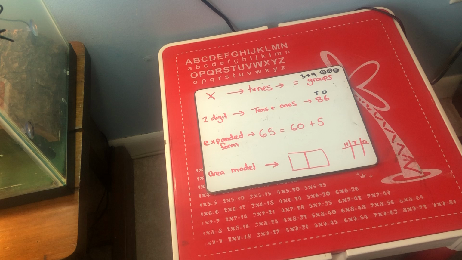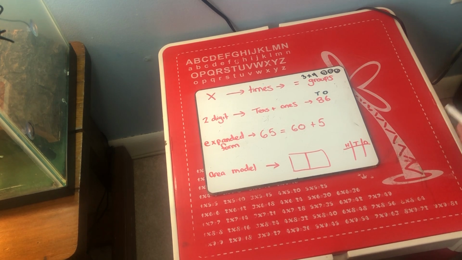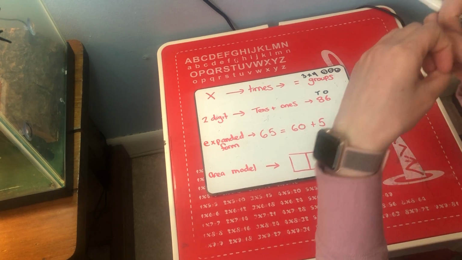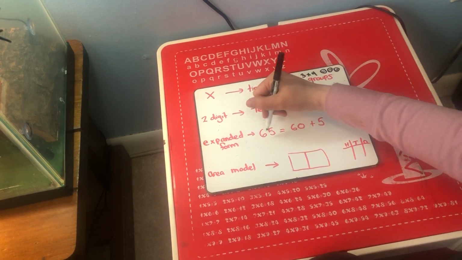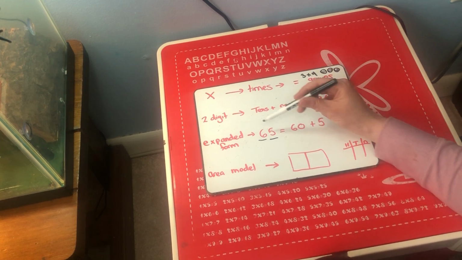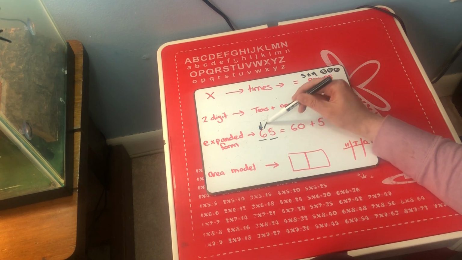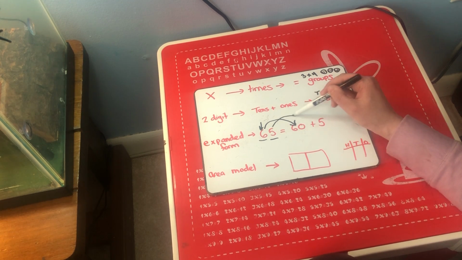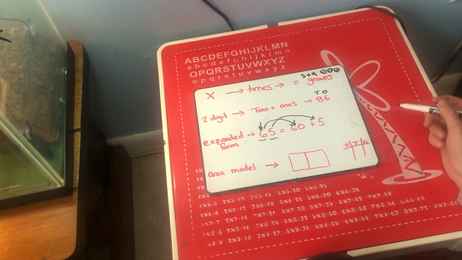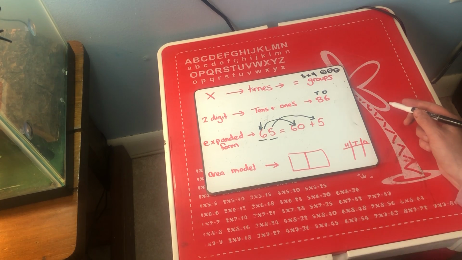And the way that we do that is we put our 2-digit number into expanded form. Remember, expand means to stretch out, open up. So if we're doing expanded form, we're telling the value of each digit. The value of this 6 is 60, and the value of this 5 is 5. And we are doing that by setting it all up in an area model.